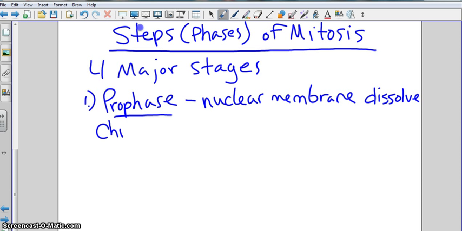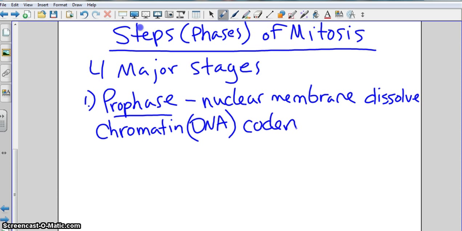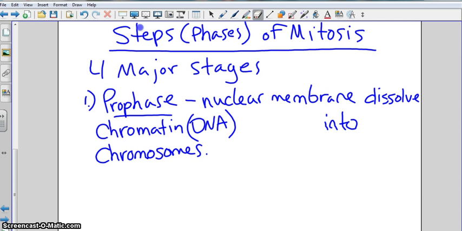And the other main thing that's going to happen is the chromatin, which is the loose form of DNA, is going to condense into, what is the condensed form of DNA? Chromosomes. Condense into chromosomes.